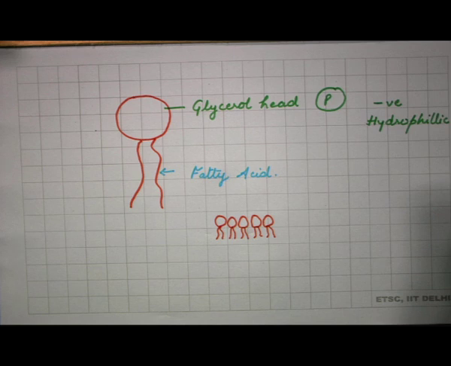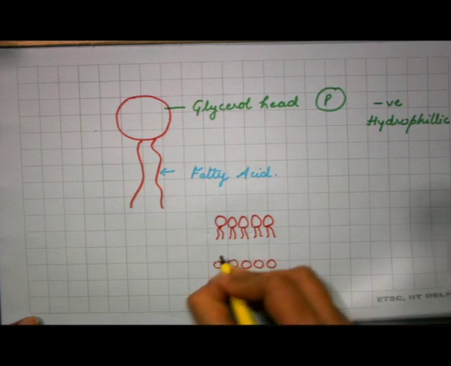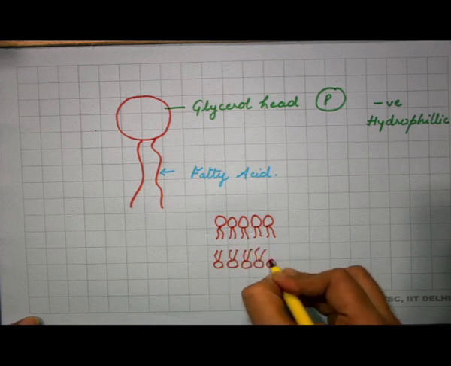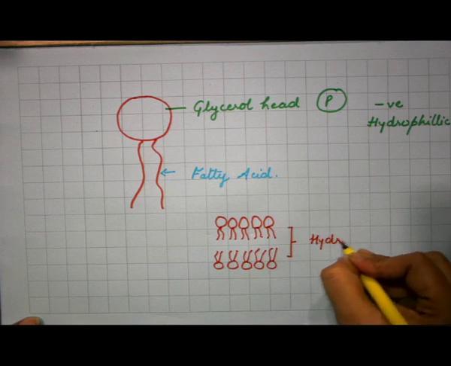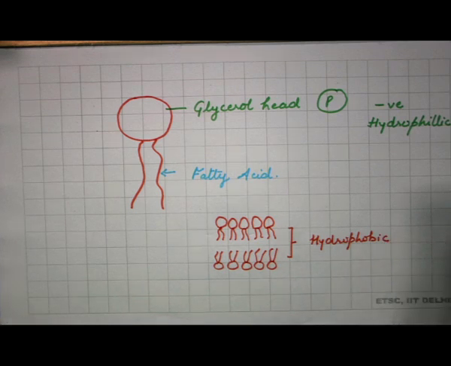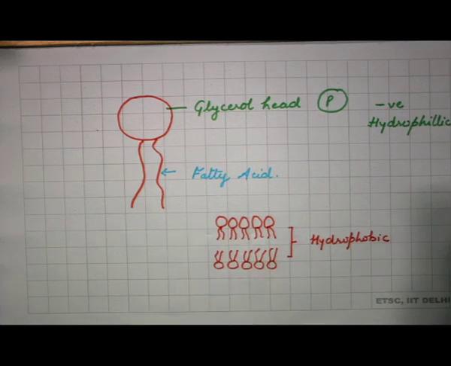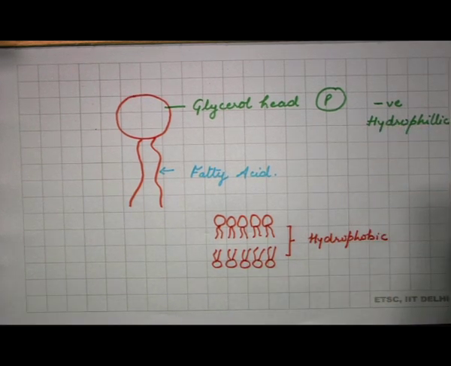will be towards inside. So, if there are two layers of lipid molecules, they will be arranged in this manner. All the hydrophobic tails will be towards inside and hydrophilic heads will be towards outside. So, the transport of materials across this membrane is dependent upon the nature of these hydrophilic and hydrophobic parts. Let us see how.